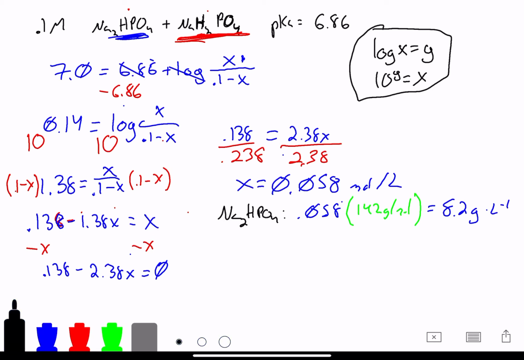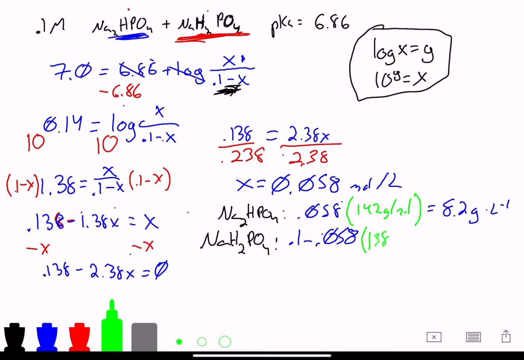Now to find the amount of the acid we needed, we look to the bottom of our original equation right here, and that is going to be 0.1 minus 0.058 multiplied by the molar mass, and that is going to be equal to 5.8 grams, and that's going to be per liter. So if we wanted to make half a liter of buffer, we would divide these two numbers by 2.